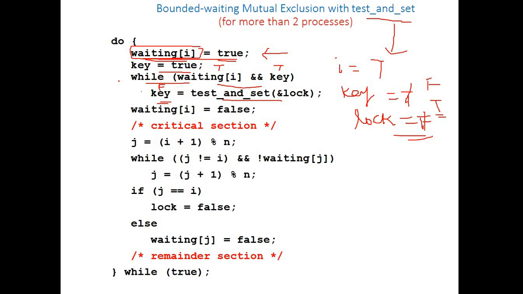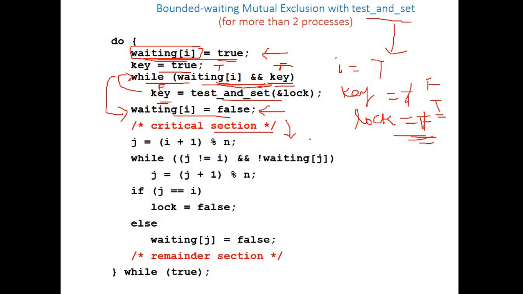This while loop will check the waiting variable value for i and the key value for this particular process. The value of the key is false. The waiting status of that particular process is true. So true and false becomes false. The while loop terminates. That means the process is acquiring the permission to enter into the critical section because no other process is in the critical section. So the process waiting status will become false, and the process enters into the critical section.